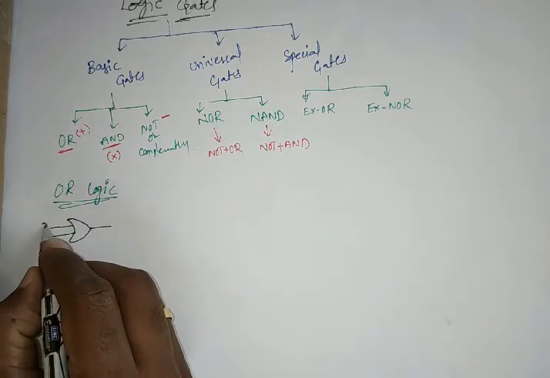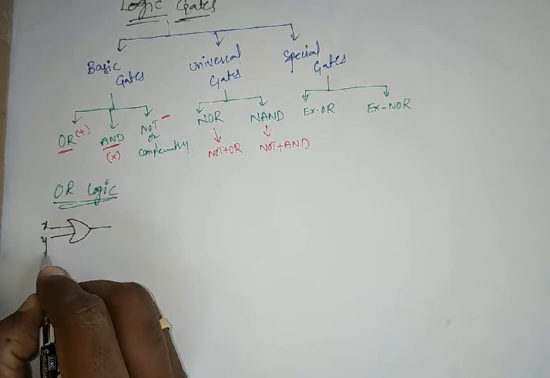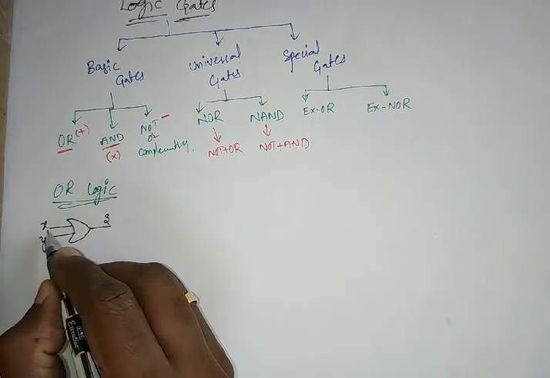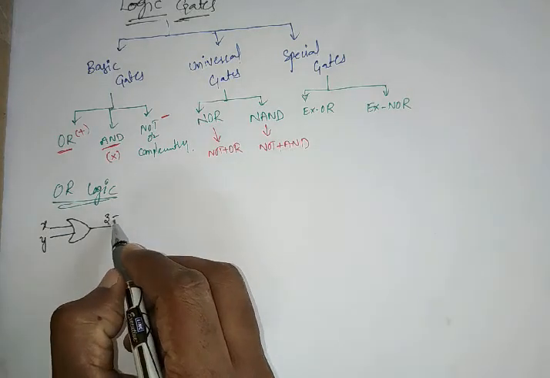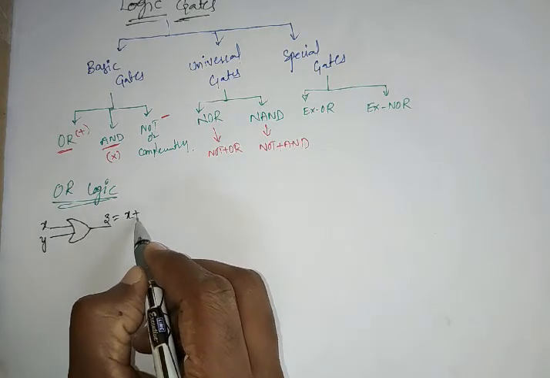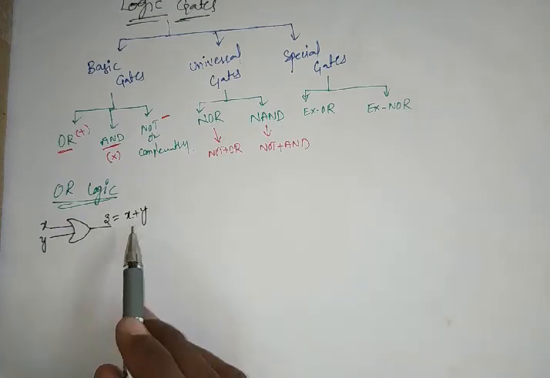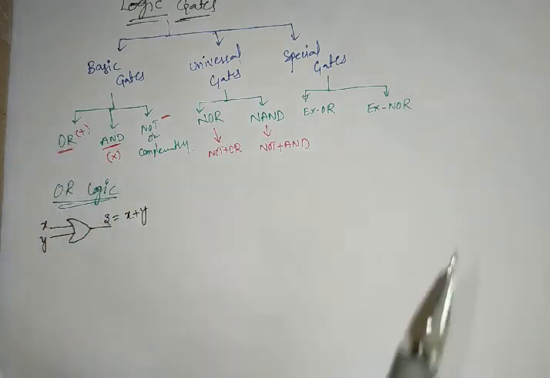Here the inputs that we consider are x and y, and the output is z. The output depends on the present inputs only. Z is equal to x plus y. It is the general addition operation; OR is nothing but the addition operation.